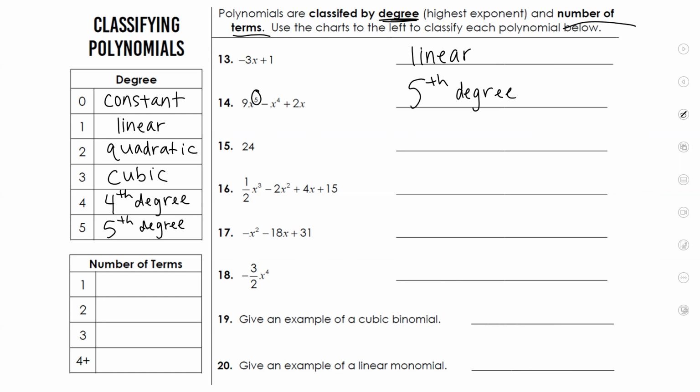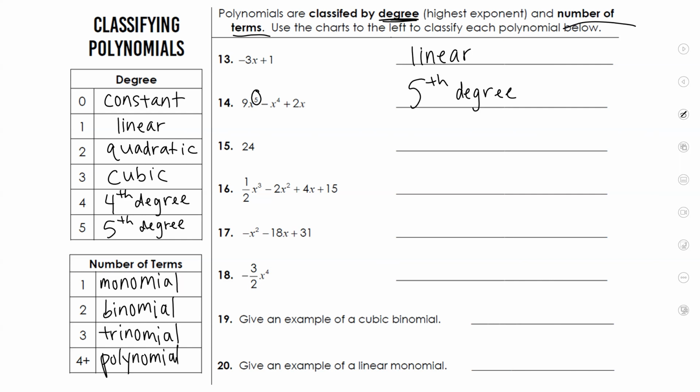All right, now let's talk about the number of terms. If you only have one term, we call that a monomial. If you have 2, do you guys know what that's called? Binomial, exactly. And 3? Trinomial. And what if we have 4 or more? Polynomial.